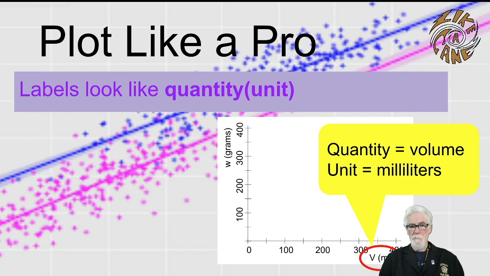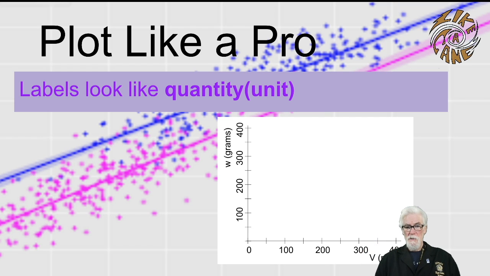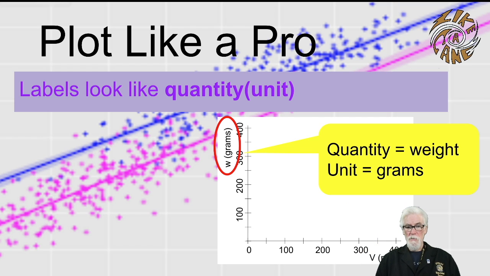So our labels should look like the big picture quantity that we're measuring, and then in parentheses after it, the unit of measure that we're using to measure that quantity. So for the volume, we were measuring that in milliliters, so we would put V for volume, and then in parentheses after it, mL as the abbreviation for milliliters. Our dependent variable was weight, and so we would put W or something like that for weight, and then in parentheses after it, the unit that we used, which was grams.